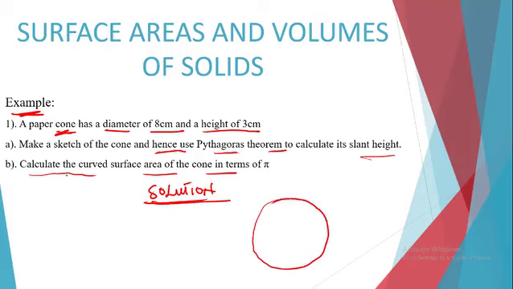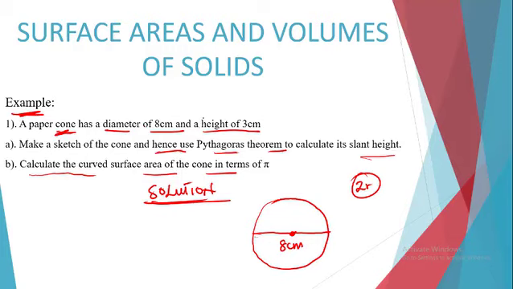In one of our classes I told us that a diameter is a line that passes through the center of a circle. This is the center, this is a diameter. And I also told us that a diameter is twice the length of a radius, so diameter is equal to 2r. We are told that the diameter of this cone is 8 cm. From here to here is 8 cm.